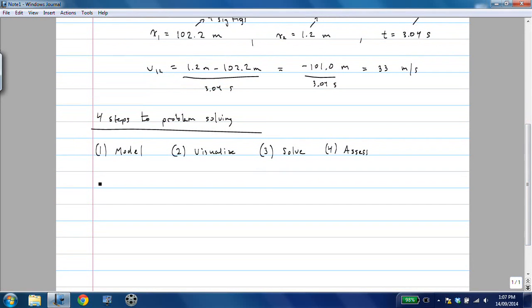So if we want drawing pictures, what are the steps for drawing pictures that will help us solve these problems? So we want to draw a motion diagram or diagrams. And then once we've done that, we want to establish our coordinate system so we know what's negative, what's traveling in which direction, etc.